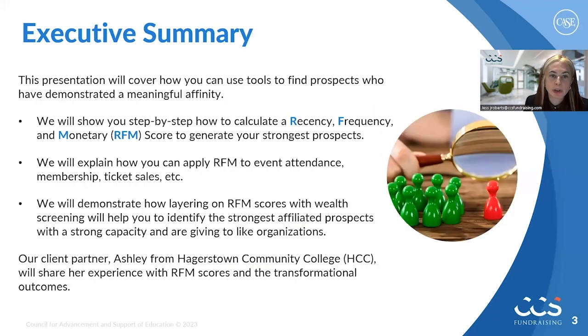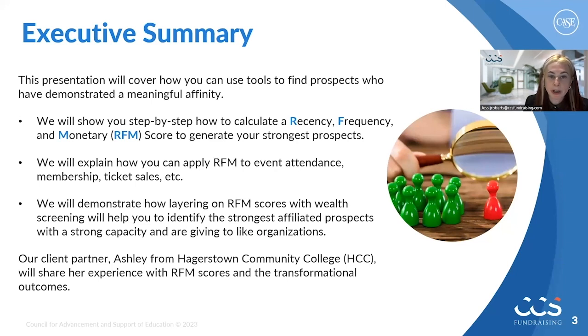In this presentation, we're going to show you how to calculate a recency, frequency, and monetary score, otherwise known as RFM scores, to generate your strongest prospects. We're going to accomplish this by using an easy-to-use formula. We will cover what RFM scores are, how to apply them and use them, not just for your philanthropic engagement with your institution, but also how to apply similar methods to things like event attendance and membership.